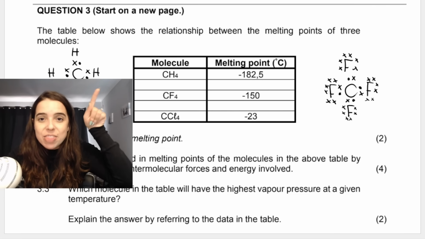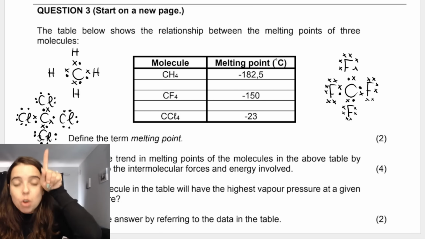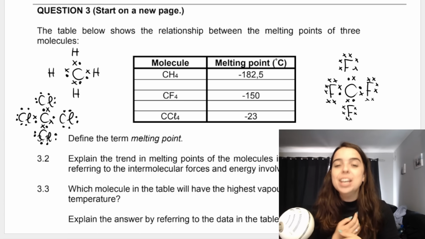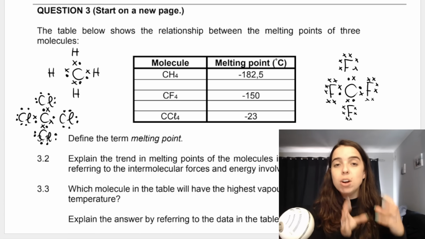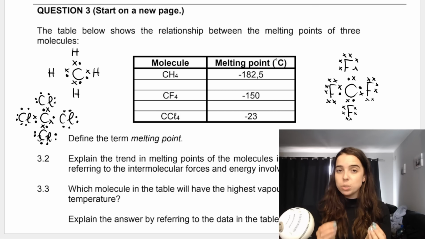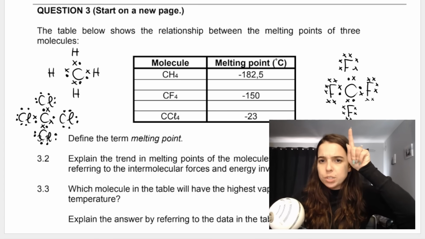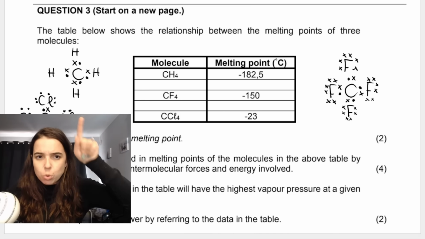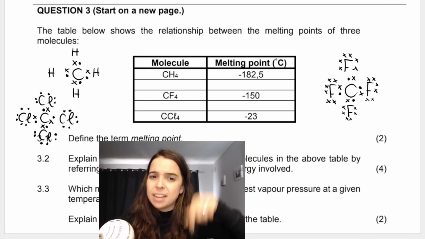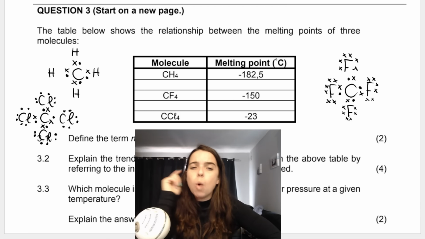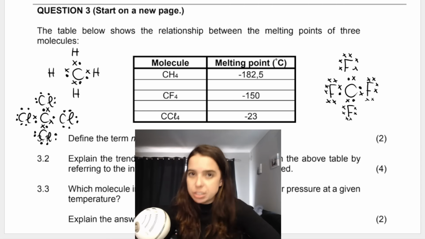That one, and that one. They're all nonpolar molecules. And what you should know from my intermolecular forces video is if you are a nonpolar molecule, you have London forces between your molecules. So this one has London forces, that one has London forces, and that one has London forces. So if they all three have London forces, why are their boiling points so very different?